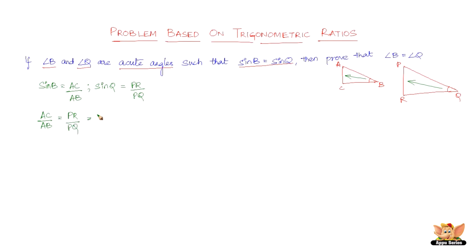Now let's say these ratios are equal to K. Let's assume that it is equal to K. So we can also write this as AC by PR equal to AB by PQ. What I'm doing is just pushing AB in the place of PR and pulling PR to the place of AB, and this is still going to be equal to the same ratio K. So from this we can write AC by PR equal to K and AB by PQ equal to K.